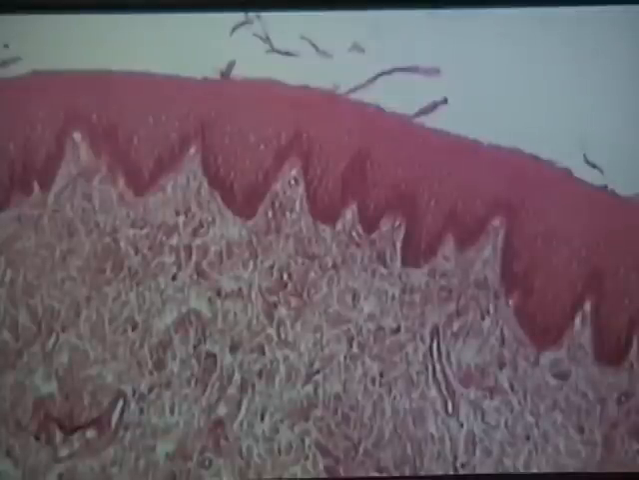So this is non-keratinized stratified squamous, and you'll find that they're very easy to tell apart. Now, this is low magnification. The basement membrane would be right along here.